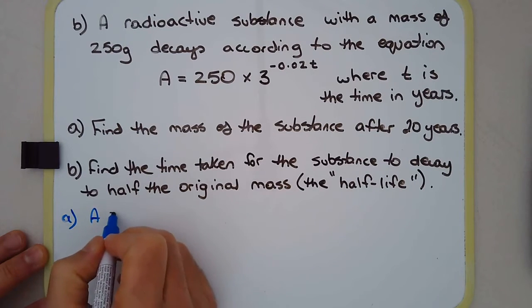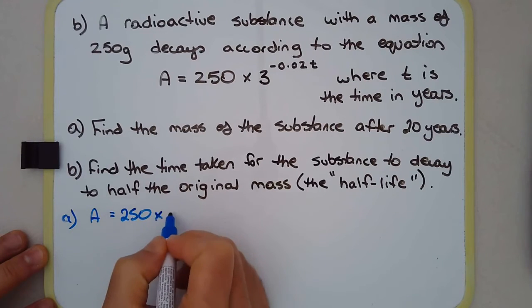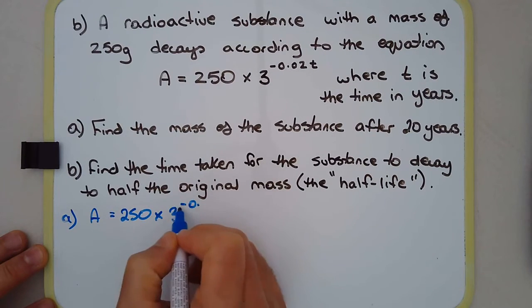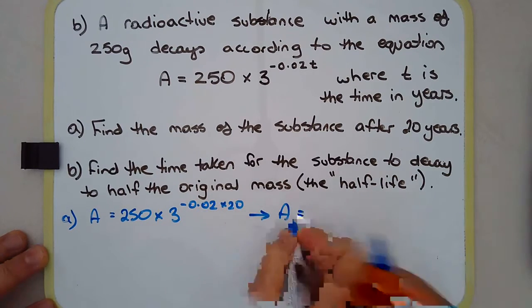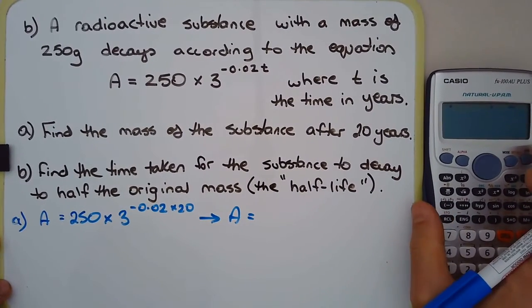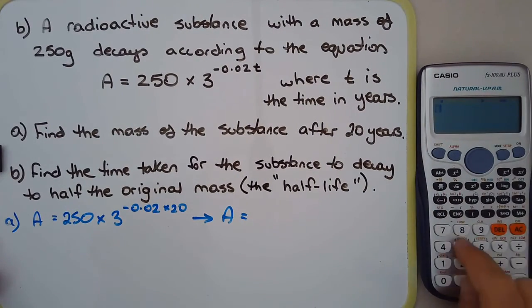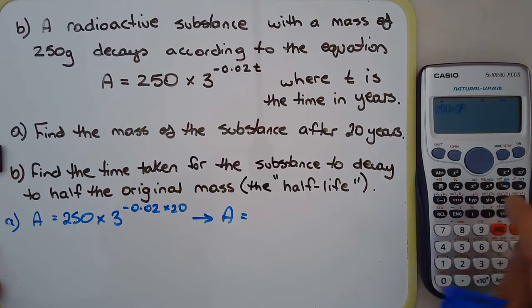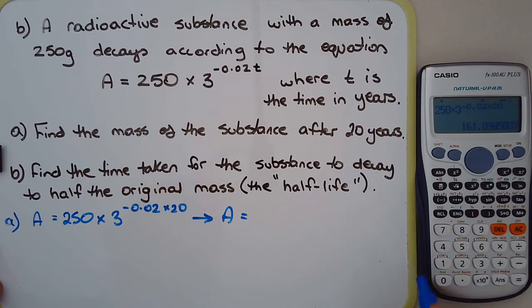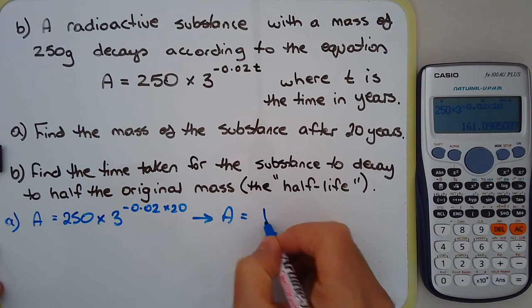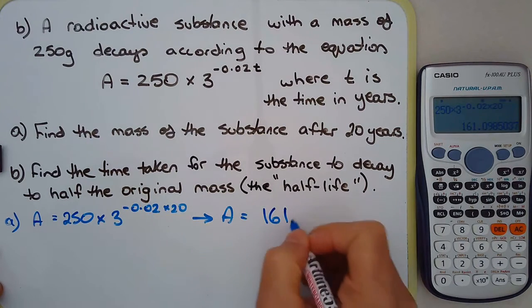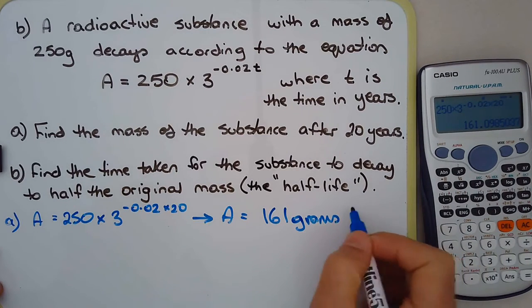So A is equal to 250 times 3 to the power of negative 0.02 times 20. Entering that into the calculator, just direct entry: 250 times 3 to the power of negative 0.02 times 20, and we get 161 years. Sorry, 161 grams. And we'll do that to the nearest gram.